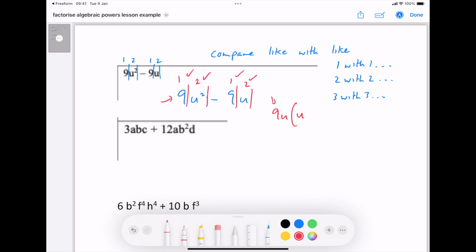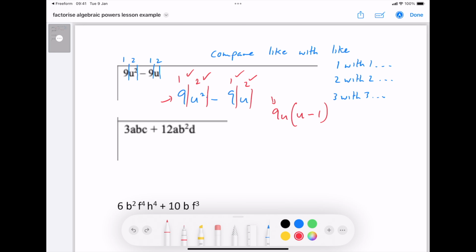Now let's look at the second term. We need to make a 9, and we've already got a 9, so we don't do anything. And then we need to make a u, and we've already got a u outside, so again, we don't do anything. So that means inside, by the way, the minus sign stays the same, you're just going to have 1, because 1 times 9u will make 9u. So that's how you do it.